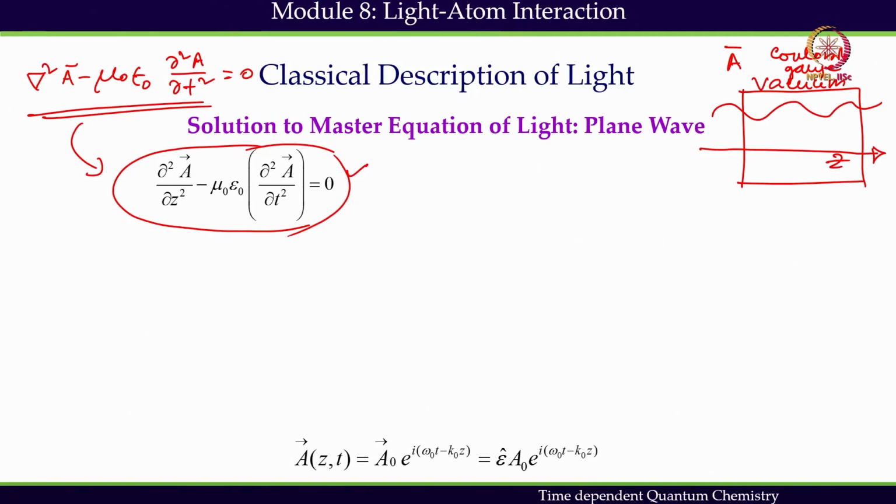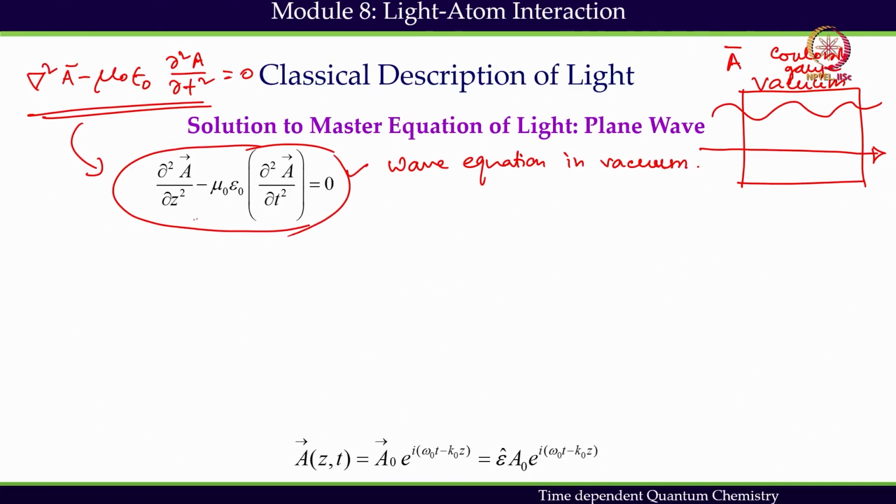This equation is a 1-dimensional equation in vacuum, and this is the wave equation basically. So this is actually a wave equation in vacuum, in terms of vector potential, and the general solution to this equation is obtained using the variable separation method.